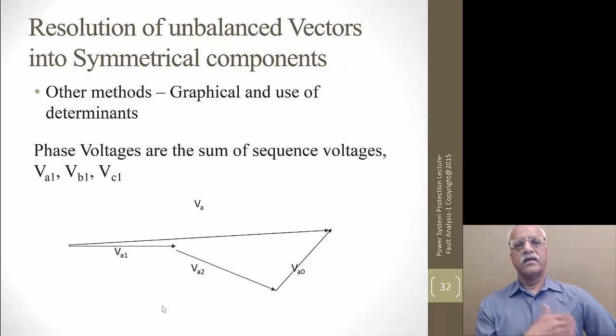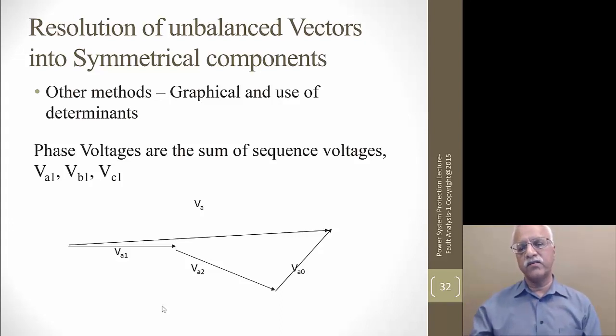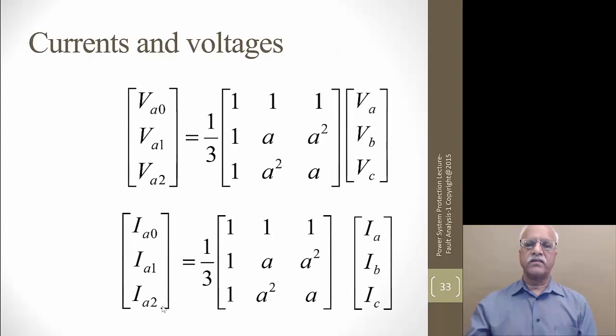And before that, we have got one or two more slides. We will look at it. Resolution of unbalance, mathematically also we could have gone and added the vectors VA1, VA2, and VA0 to get VA, and we could have done that too. So now if you want to represent it in matrix form, the sequence vectors VA0, VA1, VA2 can be represented as 1/3 of a matrix multiplied by the phase vector.